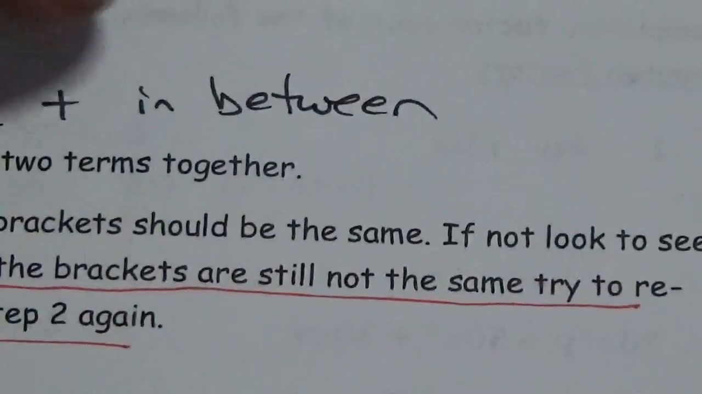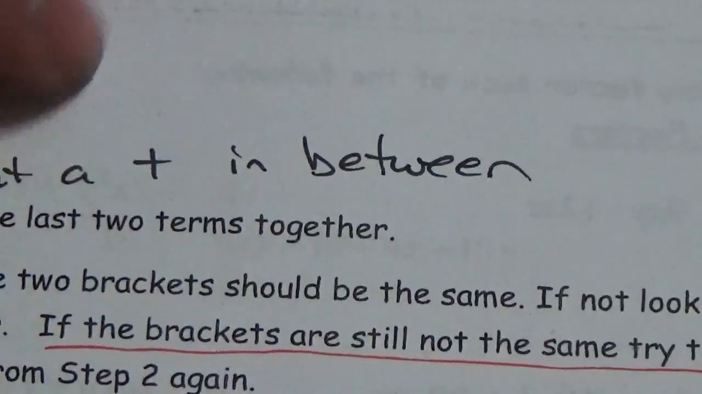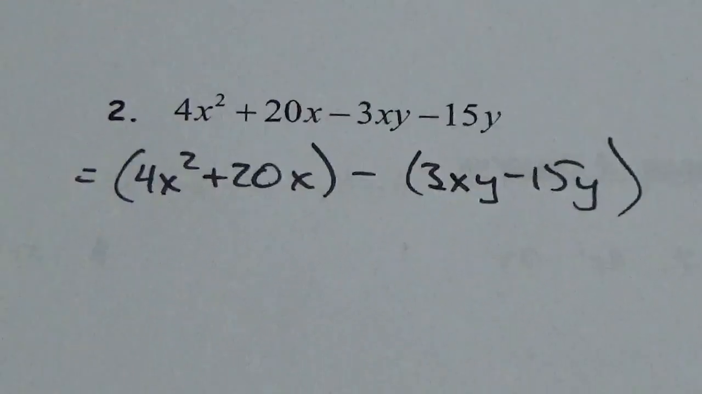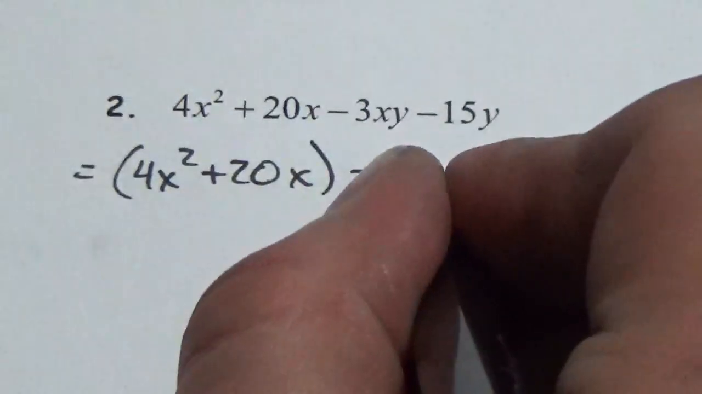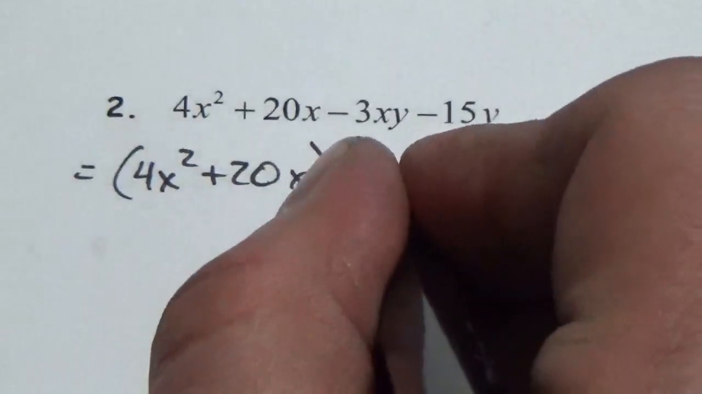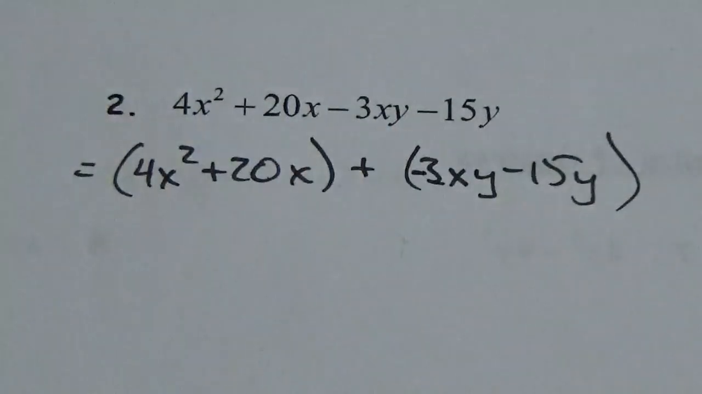That's where this rule comes in. Put a plus sign in between. So what should have happened here was that negative sign, that negative 3x, should have been moved inside the parentheses, and I put a plus sign in between. That is the way that should be handled.